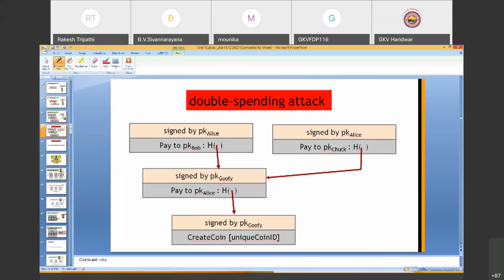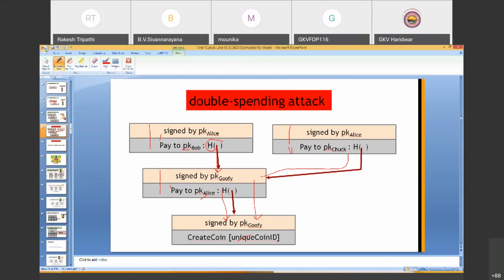Now the problem is double spend. Alice can give the same coin to Bob and Chuck. See, it is correct. She has given money to Bob. Bob can verify the money she is giving is this. Yes, it belongs to Alice. And from where did Alice get it? Alice got it from Goofy, and Goofy created this coin. He is the owner of this coin. So now Alice is the owner of this coin and now Bob is the owner of this coin. Likewise, Chuck is also correct. Chuck is also the owner of this coin, finding it via this path.